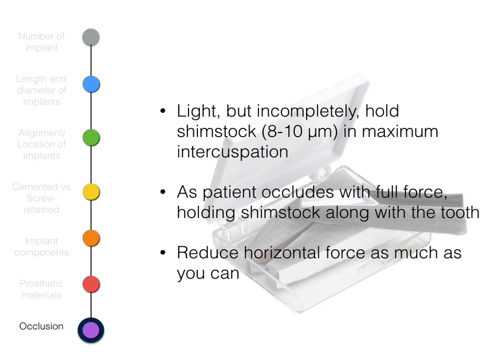As you can see on the slide, when the patient is in maximum intercuspation, you want a light but incomplete hold on the shim stock. That means when the patient bites down normally, you can still pull the shim stock out of the occlusion. However, when the patient occludes with full force, meaning you ask the patient to bite down hard, the shim stock should be held between the tooth and the single implant restoration. And finally, the lateral force.